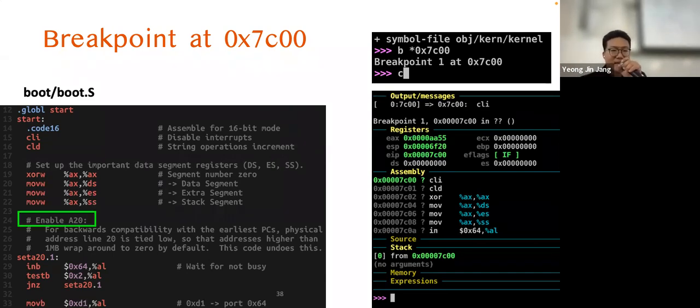And then next is about A20, but we only have 5 minutes until the lecture finishes, so I will describe it as fast as I can.